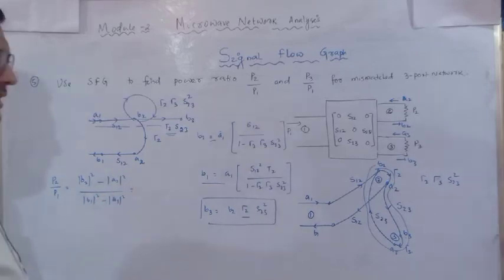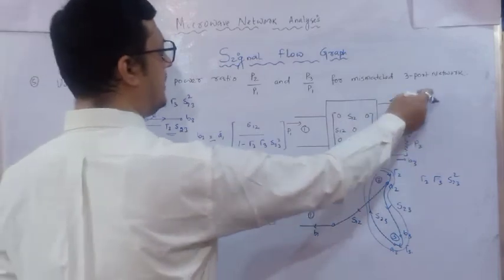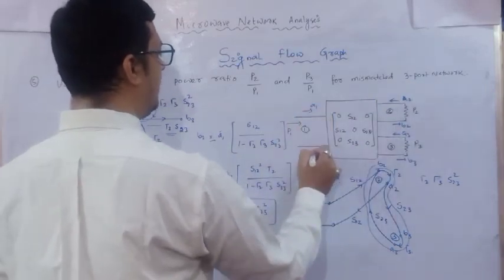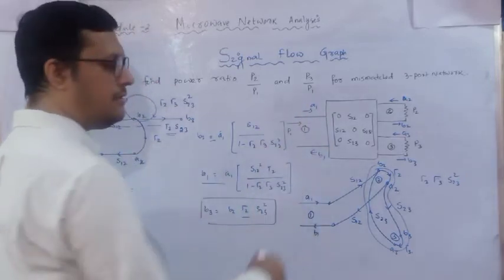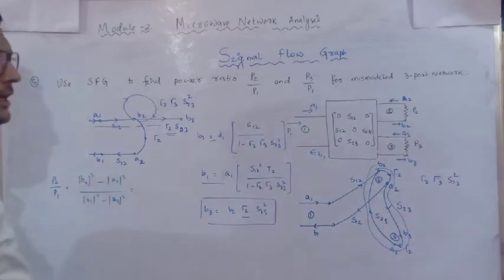Average power. So what is the P2 power? P2 power available is B2 square minus A2 square. What is the available power at port 1? It is A1 and this is B1. So B1 square minus A1 square divided by 2. So 2 will be cancelled out. So this is our relation.